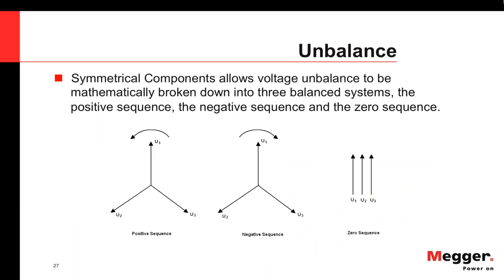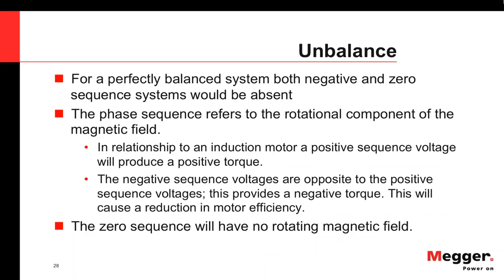Now, what do I mean by symmetrical components? These are basically our sequences. We have a positive sequence, a negative sequence, and a zero sequence. When I refer to these sequences, what I am basically referring to is the rotational components of the magnetic field. In a perfectly balanced system, both negative and zero sequence would not exist.